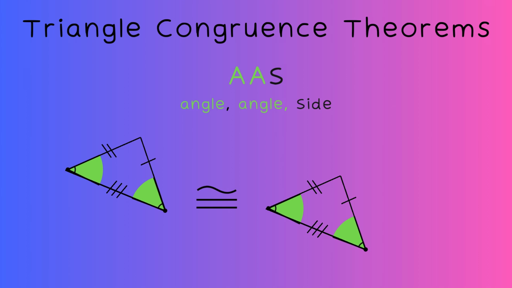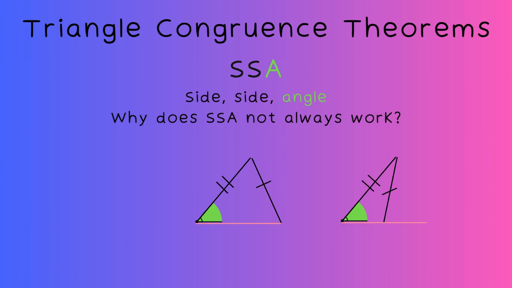And then here is one way that sometimes works and sometimes does not work, so you have to double check things. The way is side, side, angle. Let's say I know this side and this side are equal. I know this side and this side are equal, and I know this angle right here would be equal. However, I'm not sure about this last side.